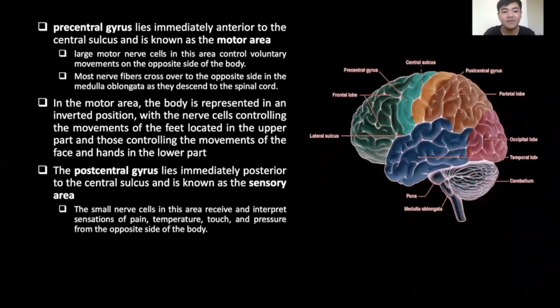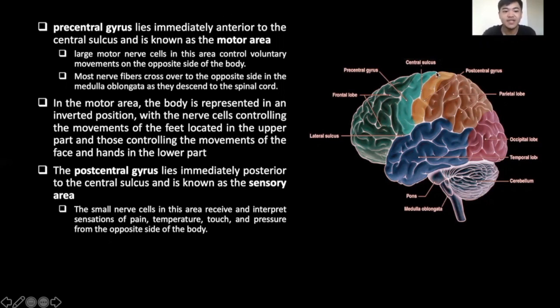So the precentral gyrus lies immediately anterior to the central sulcus and is known as the motor area. So where is our central sulcus? This is the brain, our brain, side view. Take note of this: the line between the part colored green and the orange is our central sulcus. So here is our central sulcus.